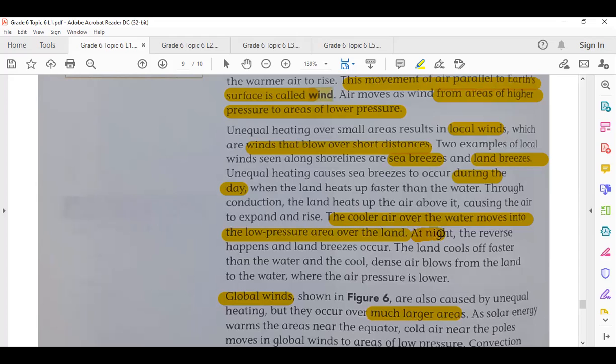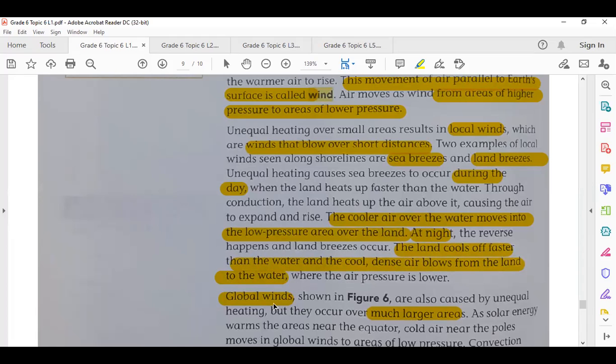At night, the opposite or the reverse happens. The land cools faster during the night than the water. So air blows from land to the water, and this is called land breeze.